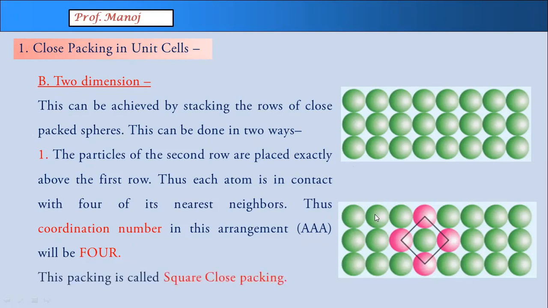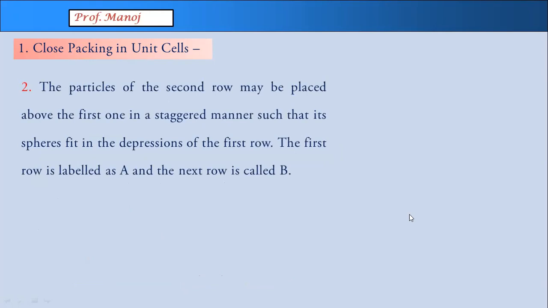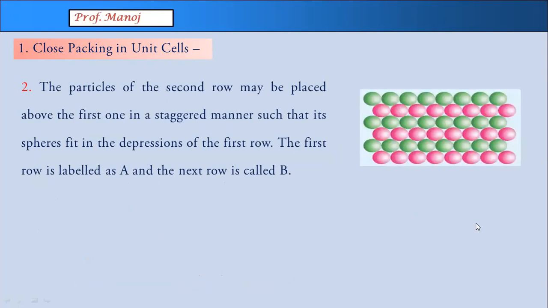Let us see the second one. This packing is called square close packing, obviously, because it gives you a geometry of a square. The second one looks like this. Watch very carefully. This red one, bottom row, and the upper one, they are not exactly over each other. In fact, you start seeing it from the green one.